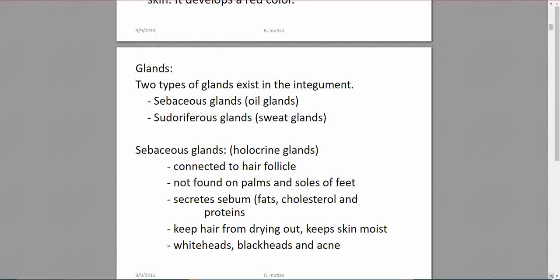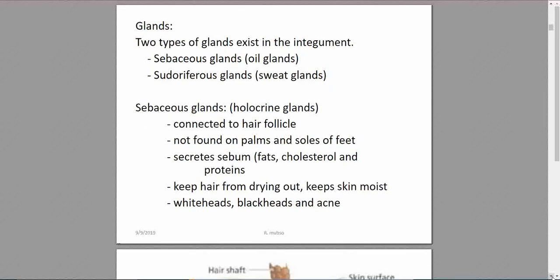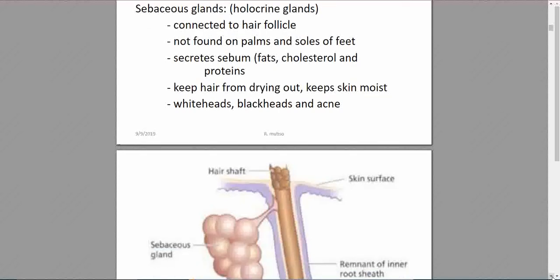Then glands. Let's talk about the glands in the skin. You have 2 types: the sebaceous glands, the oil glands, and the sudoriferous glands, the sweat glands. The sebaceous glands are a type of holocrine gland connected to hair follicles, and they are not found on the palms or the feet. They secrete sebum, fat, cholesterol, and proteins that keep hair from drying out and keep skin moist, and whiteheads, blackheads, and acne also come into play with it.